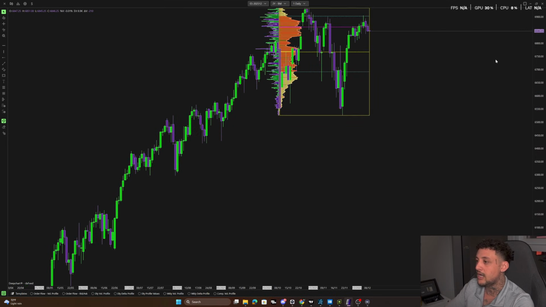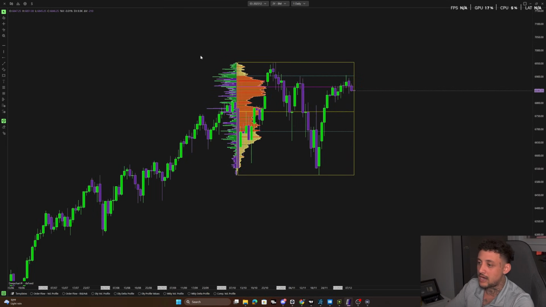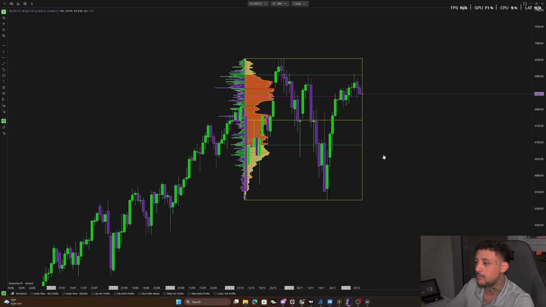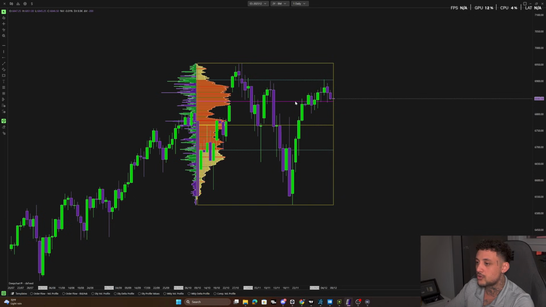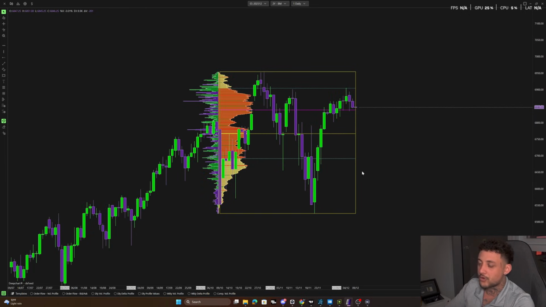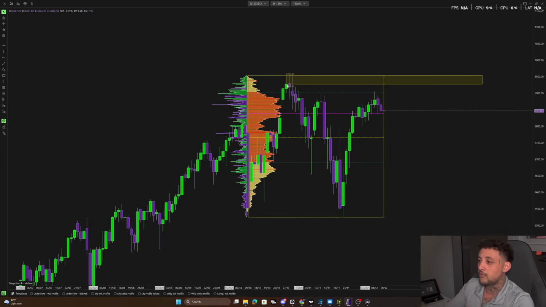So now we can see the actual volume distribution of this entire range. Now again, we have the three major levels. We have the point of control, we also have the value area high and the value area low. The very first thing that I want you guys to look at here is notice how most people would probably draw their supply and demand level from this area right here, from the close all the way to the wick, and just extend it into the future.